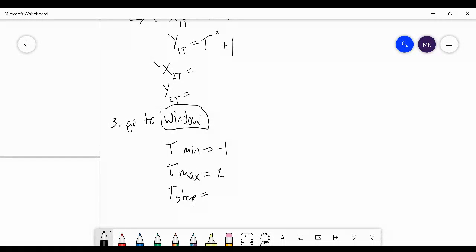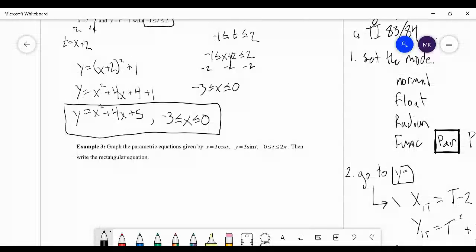Now the T step tells your calculator basically how often it wants to pull a point from these two graphs to plot on here. If you set it to like 2, you're going to get a real chunky graph. And let's look back at our table.